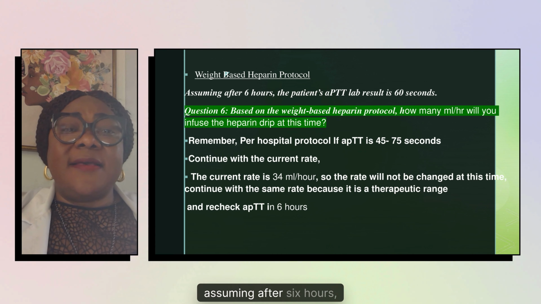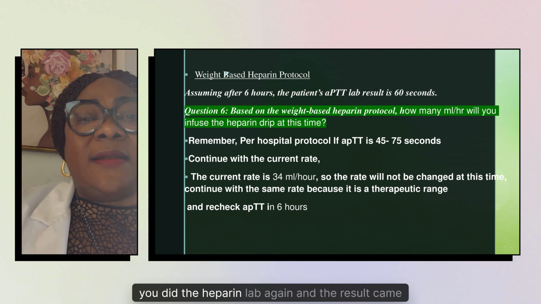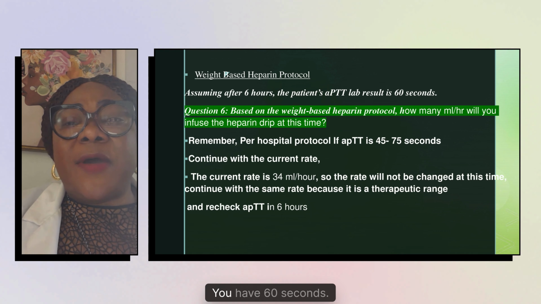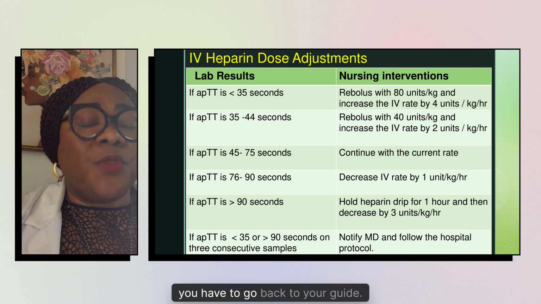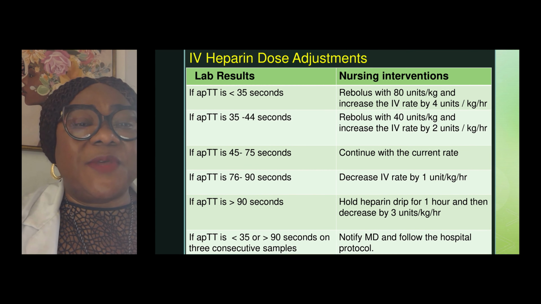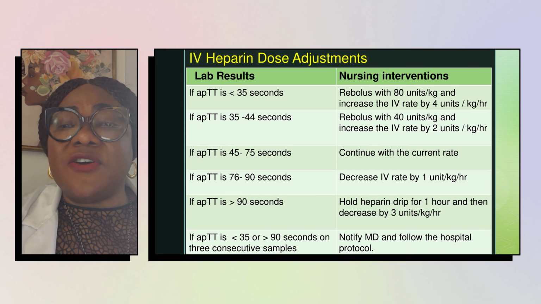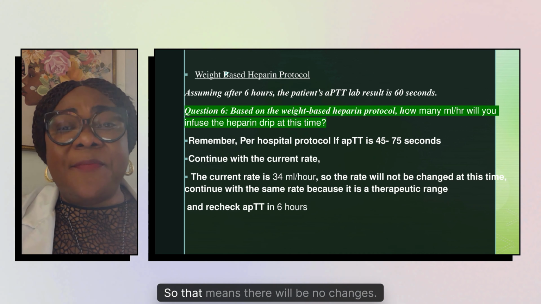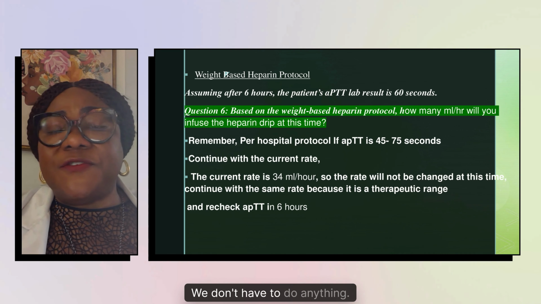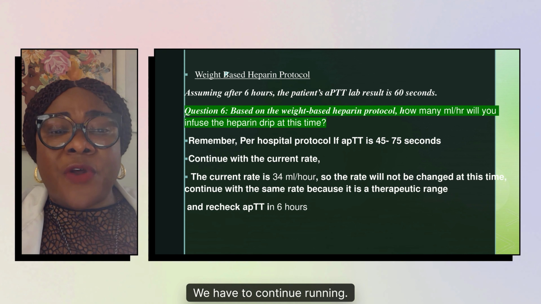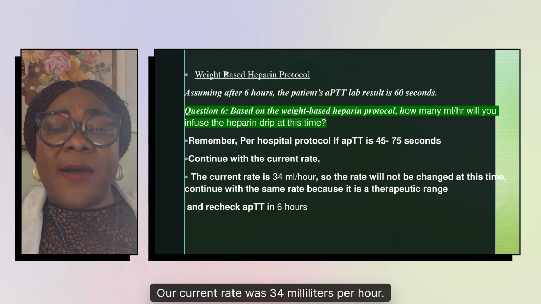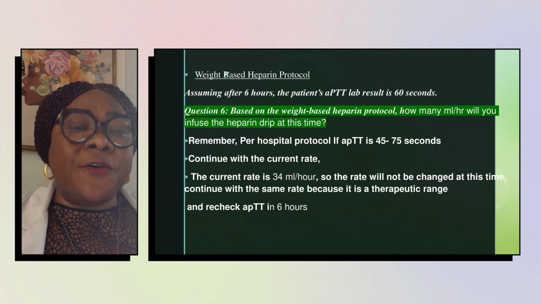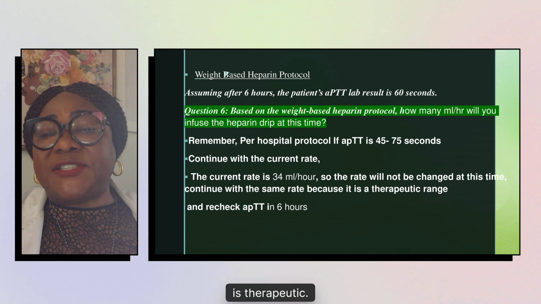Then, assuming after 6 hours, you did the heparin lab again and the result came back, you have 60 seconds. If it is 60 seconds, you have to go back to your guide. 60 seconds is between 45 and 75 seconds. Continue with the current rate. So that means there will be no changes. We have to continue running heparin at the current rate. Our current rate was 34 ml per hour. So the rate will not be changed at this time. We have to continue with the same rate because it is therapeutic, and we'll recheck it again in the next 6 hours.